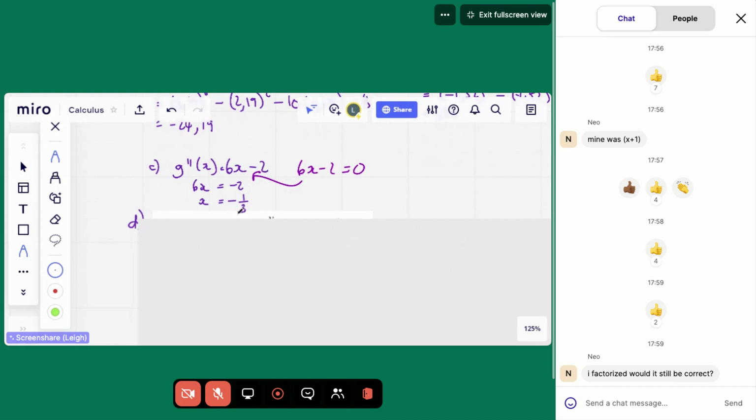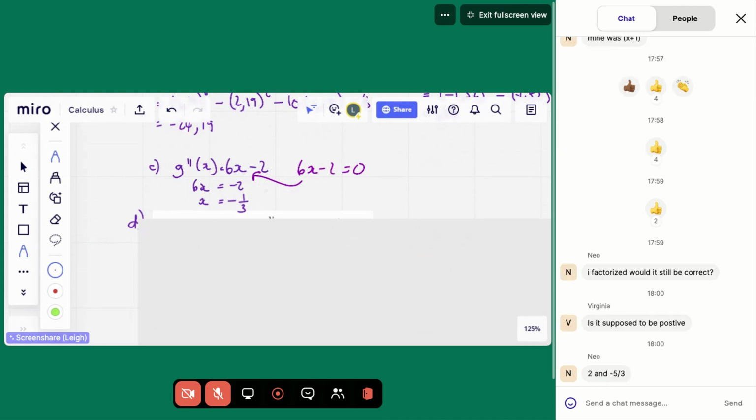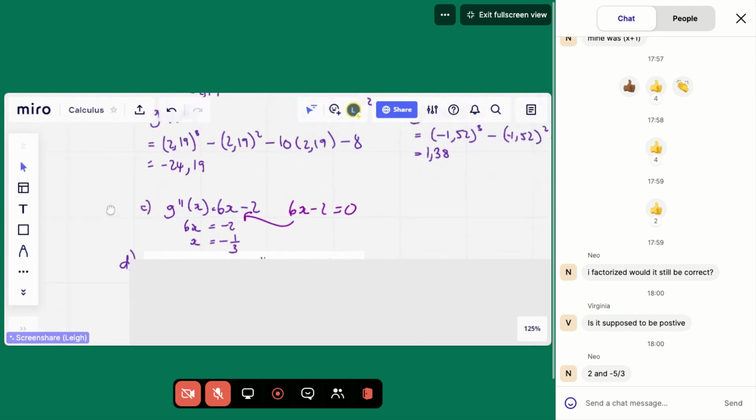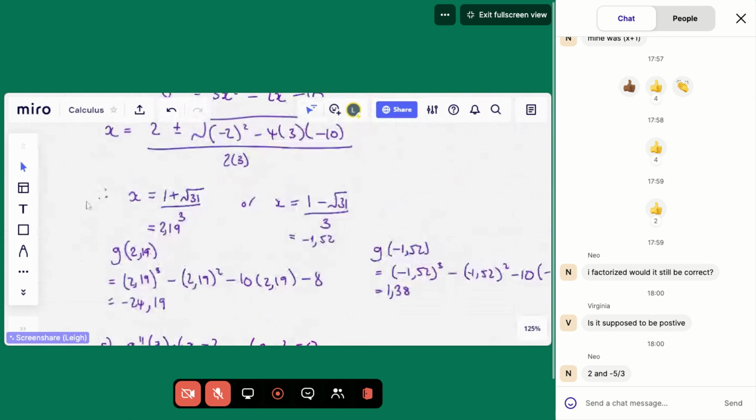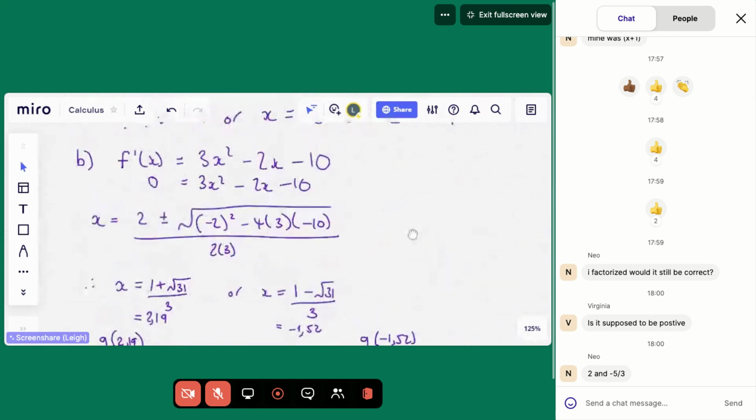Did you get the same factors that I got, Neo? I'd have to see what your factors were, Neo. I was under the impression that that particular trinomial didn't factorize, that there were irrational roots. But let's go, 2x minus 5 over 3. Neo, are you talking about this over here?